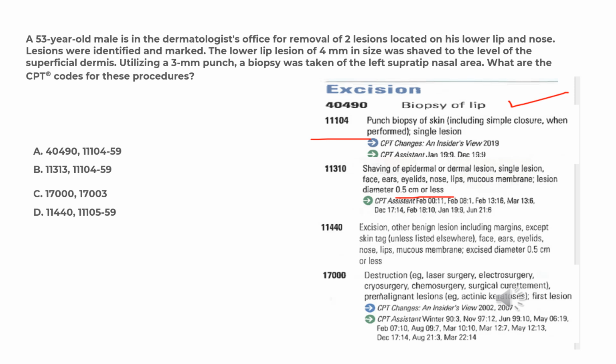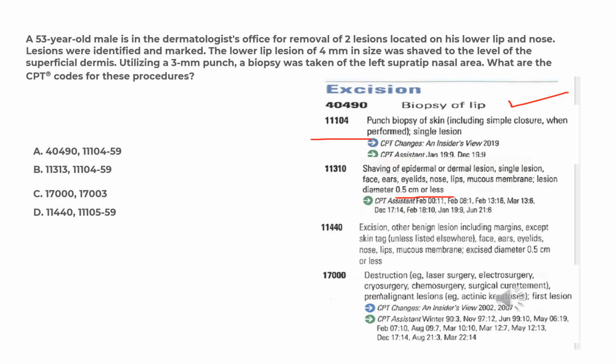So first of all, 40490 is the excision biopsy of the lip, and here they have done the biopsy, but that is a superficial biopsy. Then 11104 is a punch biopsy, so we will require that code for sure. Then let us look at the B option, that is 11313. It is a shaving of the epidermal or the dermal lesion, single lesion, face, ear, eyelid, nose, lips, and the area is definitely more than 2 mm.